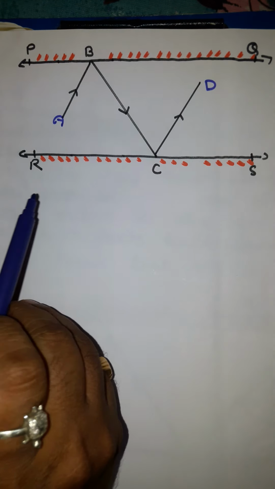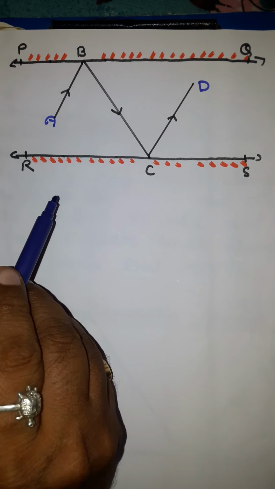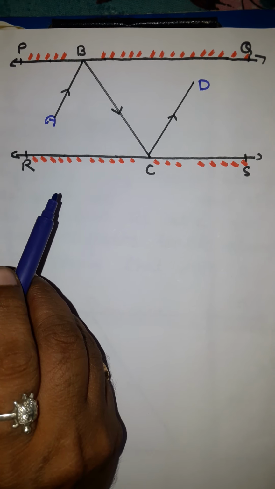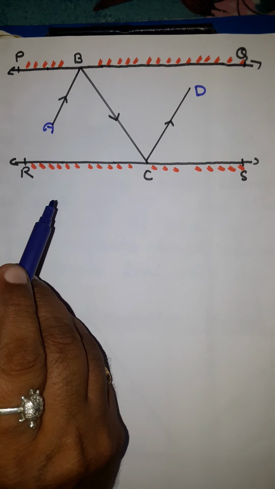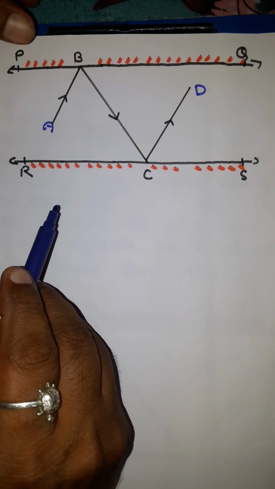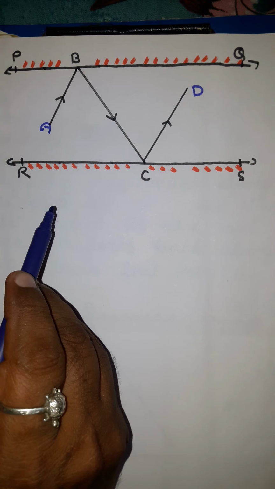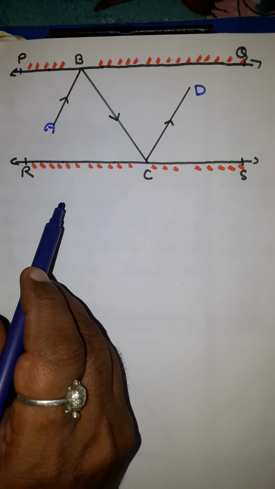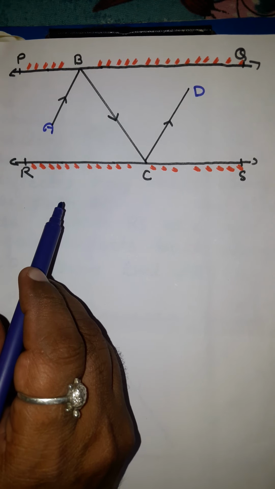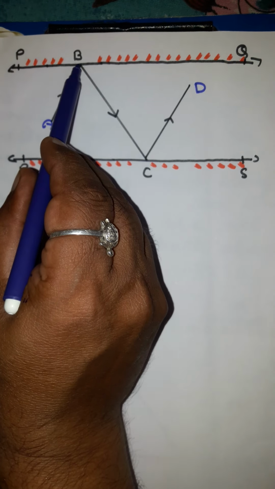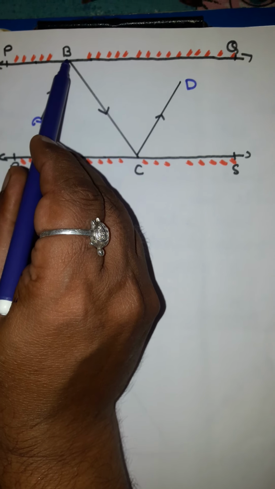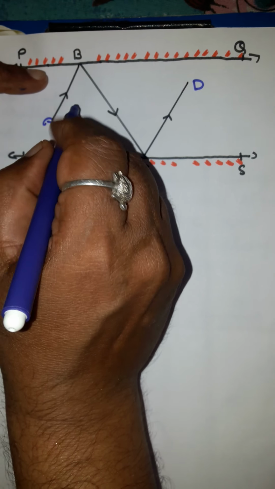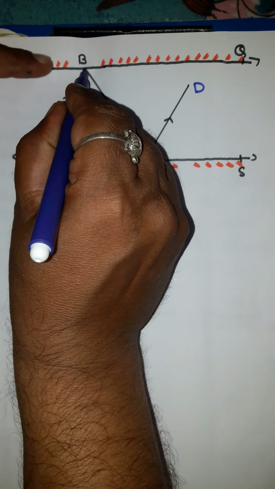Now in physics you have learned angle of incidence is equal to angle of reflection. To know the angle of incidence and angle of reflection, we have to draw a normal. What do you mean by a normal? It is an imaginary line perpendicular to the reflecting surface. Now we will take this point B as the reflecting point of the ray AB. I am going to draw a perpendicular.